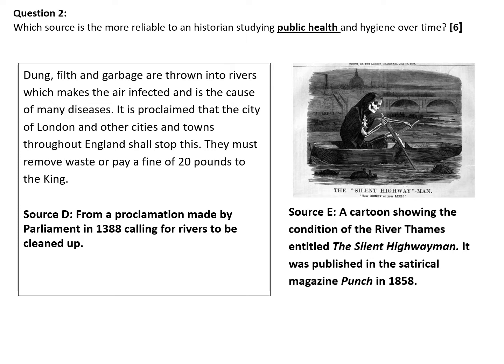And then source E is a cartoon showing the condition of the River Thames. It's titled The Silent Highwayman and was published in a satirical magazine called Punch in 1858. So 1858, that's kind of Industrial Revolution, so this is the industrial era. Is it giving us enough information about what public health was like? Well, it's showing us that river water is dirty and is leading to death. You could be a little bit sneaky and look in the background and see there's a bit of pollution going on as well. But it's not giving us any methods of improving, is it, like source D was? So already, just by looking at the content, I'm thinking D because it gives us more information.